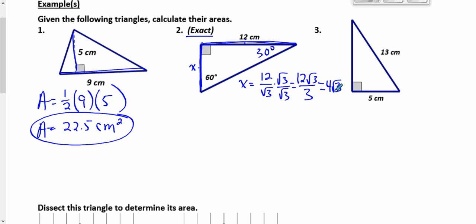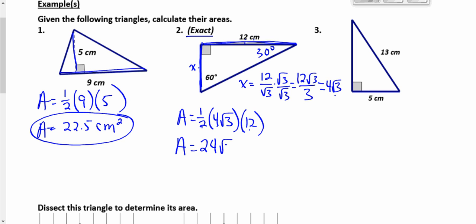And I'm blending into the other problem, but you can work with that. So now we have base and height. So area equals 1/2 times 4 square roots of 3 times 12. Okay? So half of 12 is 6. 6 times 4 is 24. So 24 square roots of 3 centimeters squared.